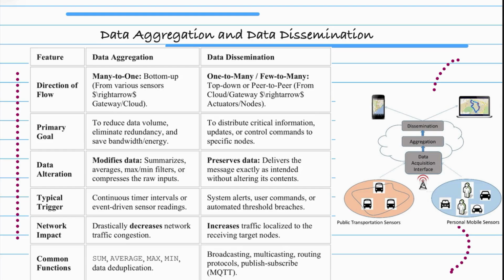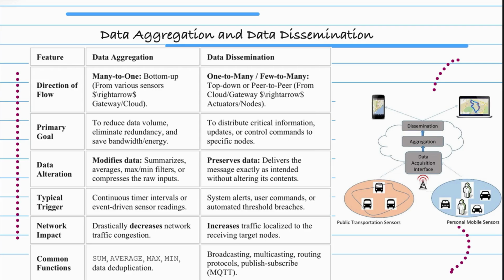It is the strategic process of distributing or broadcasting critical information, system alerts, or direct operational commands from a centralized source, like a cloud platform or an edge gateway, down to thousands of specific nodes, actuators, and users. Dissemination relies on robust routing protocols and messaging patterns to ensure that when a system decision is made, the command safely and efficiently hits the correct physical target without getting lost in transit.